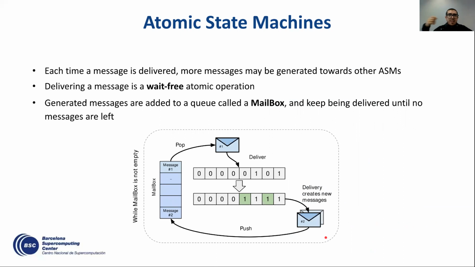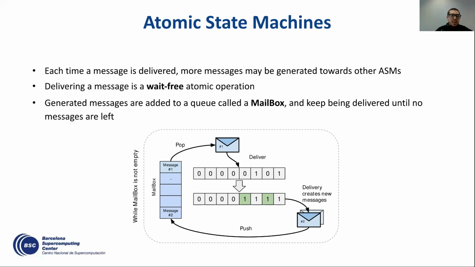All the accesses in the system form a network of atomic state machines that send messages to each other. When a message is delivered, more can be generated, and this process continues. This delivery, so the fact of delivering a message and setting the bits, is a wait-free operation. And the number of messages that are generated on a specific chain of accesses is well bounded.